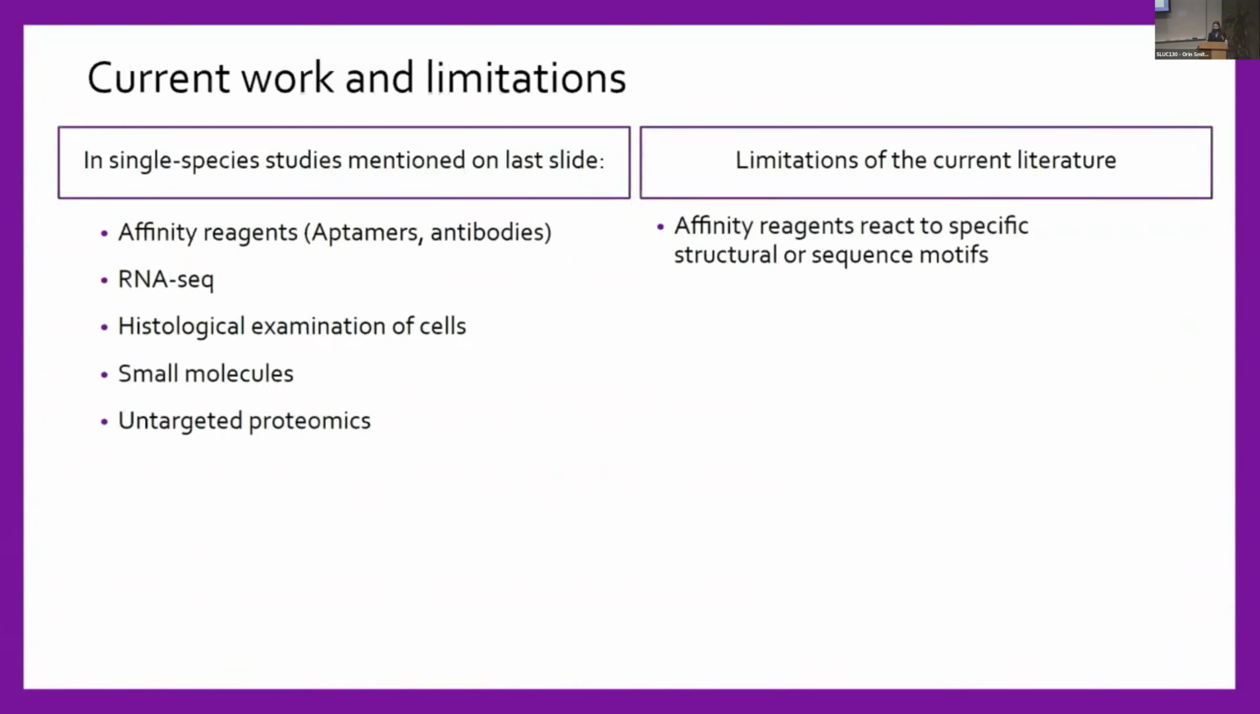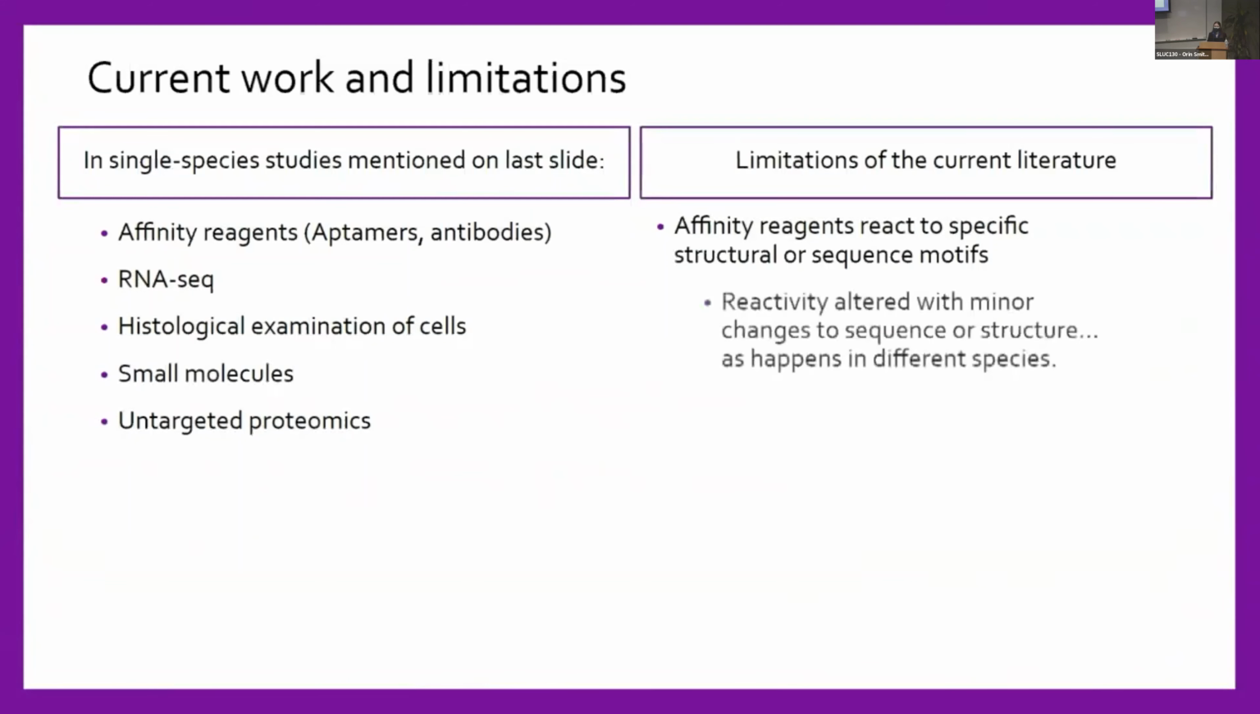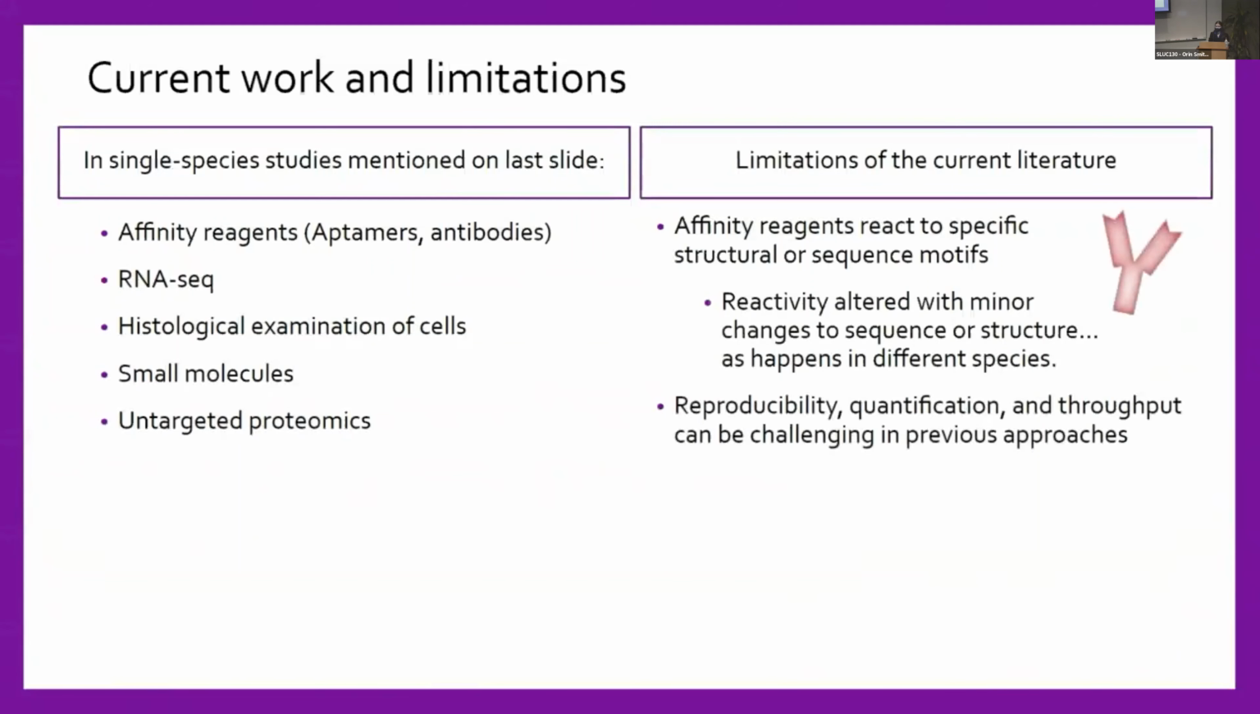I think the big one I can really hit on is these affinity reagents, because they're very specific to structural or sequence motifs, and their reactivity can be changed fairly easily. In some cases, even a single point mutation would be enough to render an antibody or aptamer useless. And also the other approaches described, there's trouble with reproducibility, quantification, and throughput.